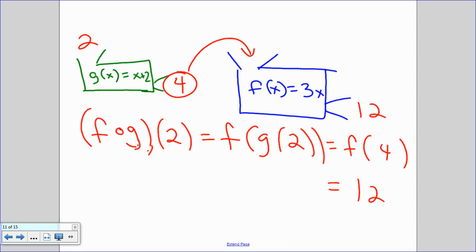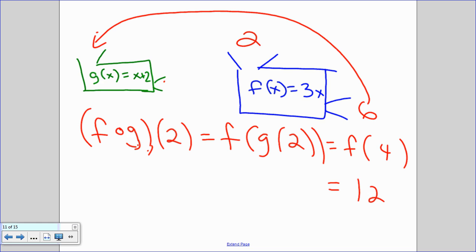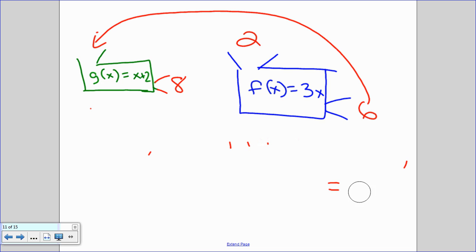Now let's reverse that. Let's say that we plug a number into f first. Let's take 2 and plug it into f and see what we get. So 2 goes into f, and so out comes a 6. But then that 6 goes into g, and out comes an 8. So for that purpose, let's write that out. It'll look different. It'll look like this.